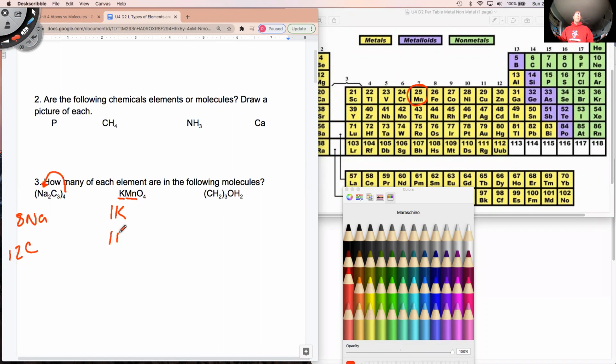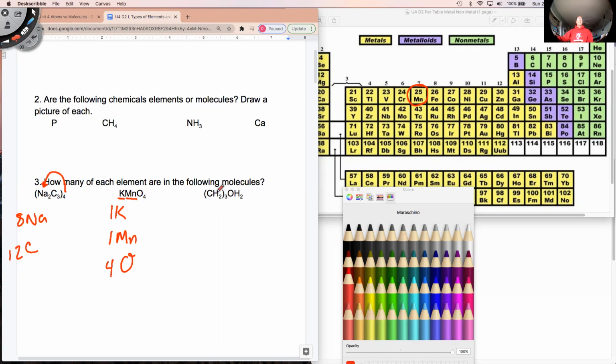We have 1 manganese. Now, some of you might be sitting there saying, but Mr. P, it says there's 4. There's 4. That 4 only goes for whatever it's next to. And it shows that it's next to the oxygen. It's not next to the manganese. And notice, remember, there's no parentheses to distribute that. So that just means there's going to be 4 oxygen molecules.